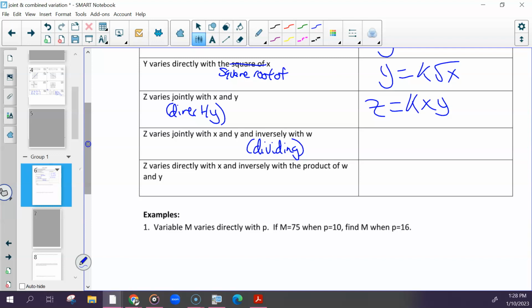Anyone want to take a guess as to how we would write this one? I did z equals k plus y together, and I wasn't sure whether to put the w under y or put it under all of it. So z equals kxy, all divided by w. And then this last one, z varies directly with x and inversely with the product of w and y. Anyone want to take a guess at that one?